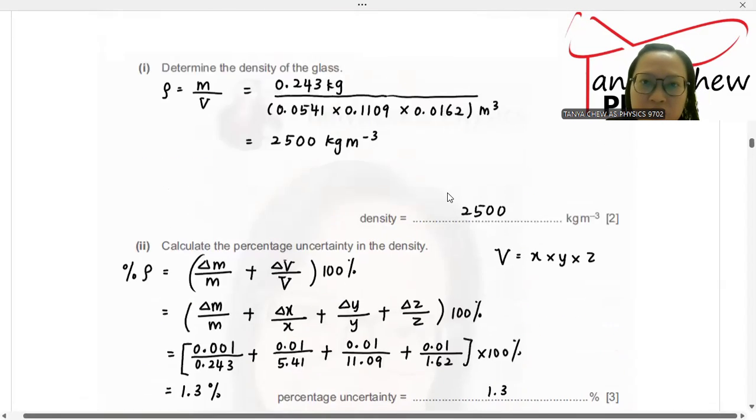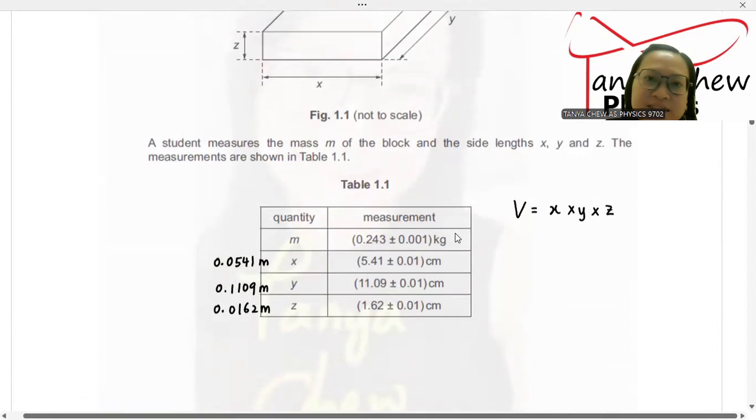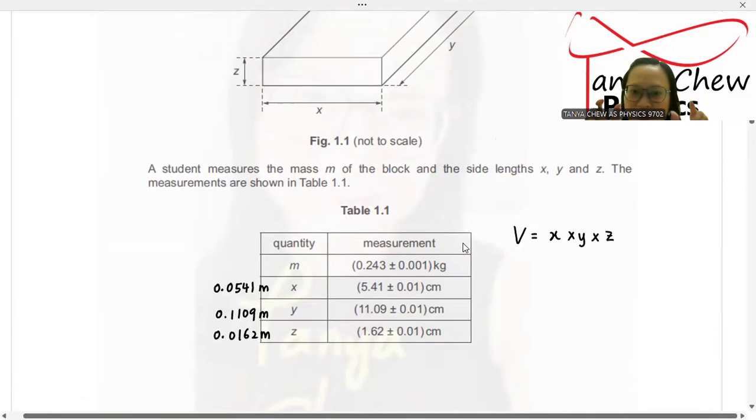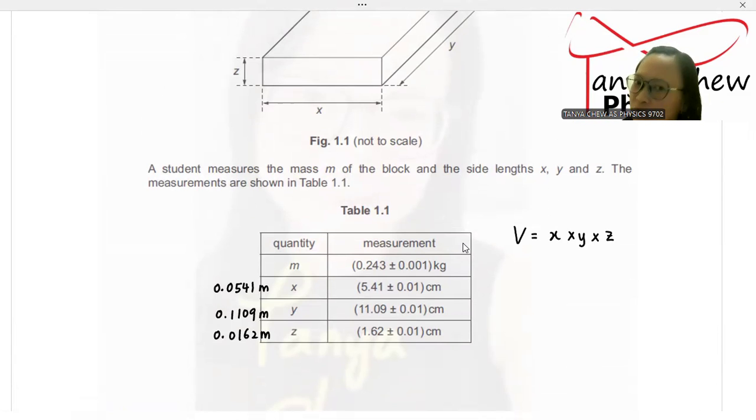Right, so look at the volume. Volumes are measured in cm. Look at the value of x, 5.41 cm is quite small. Y, 11.09, that's the largest value of the measurement of length. And Z, 1.62 is even smaller. I believe X, Y, Z, right? The apparatus that is used to measure X, Y, Z, maybe why we use meter rule, right?